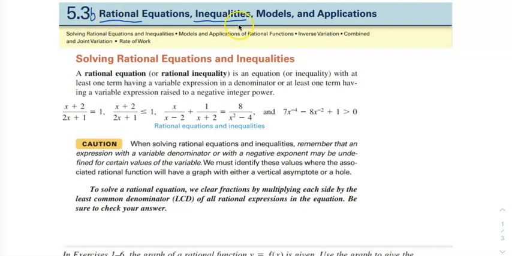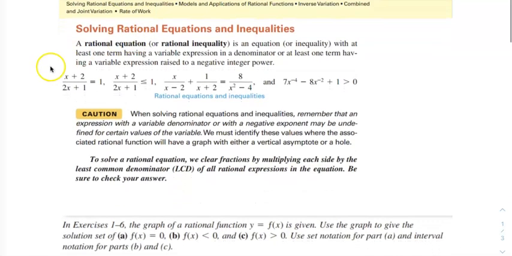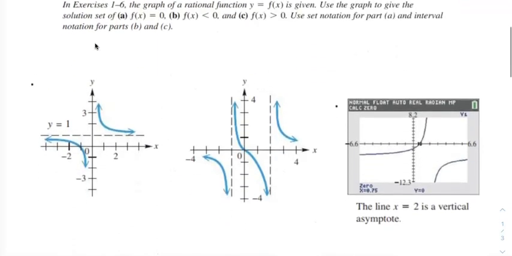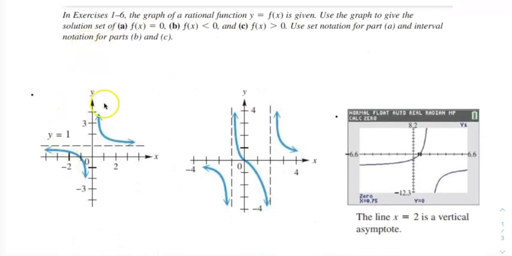5.3b, solving rational inequalities. Last lesson we solved rational equations, and now we're going to solve rational inequalities, which is a little different. In each case, keep in mind that since we are dealing with rational expressions, you have to worry about undefined values in the denominator.